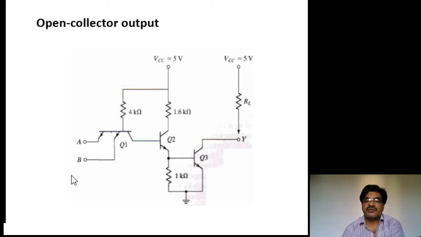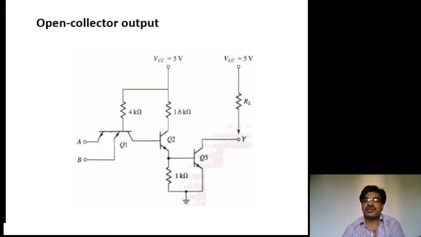Suppose both A and B are logic high, meaning applying 5 volts at A and B. Both the emitter junction diodes of this transistor Q1 are in reverse biasing, hence at the base of Q1 we are getting around 5 volts. Now this is greater than 1.8 volts.